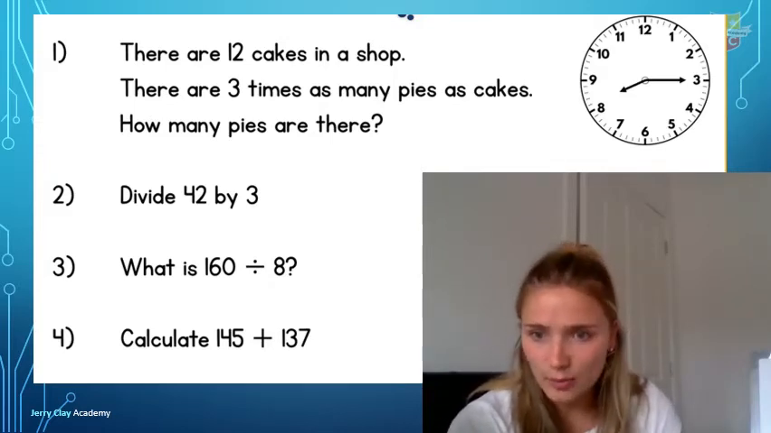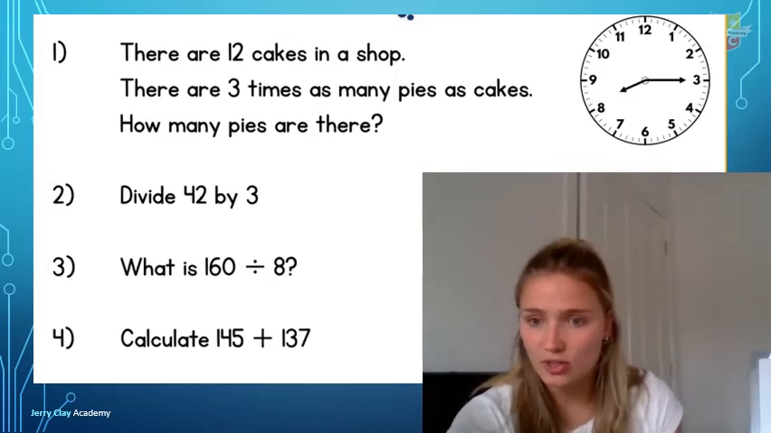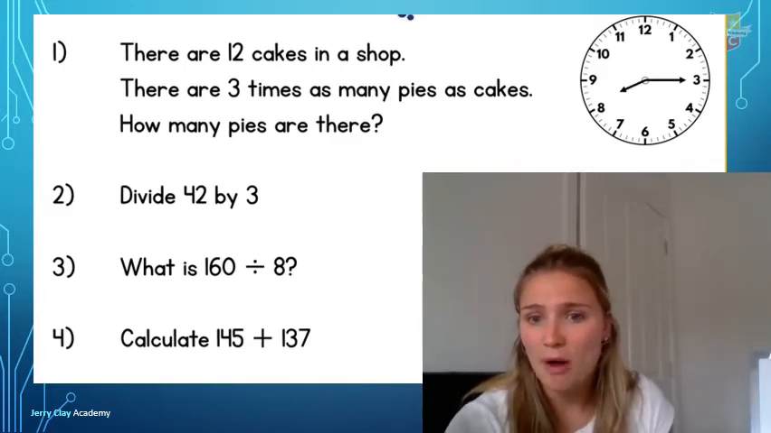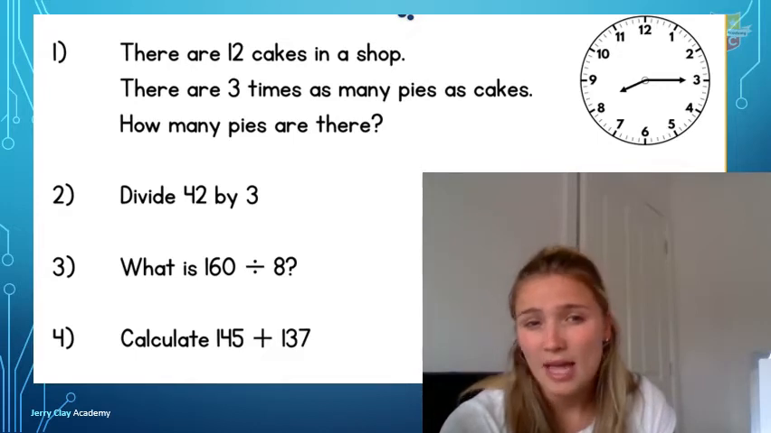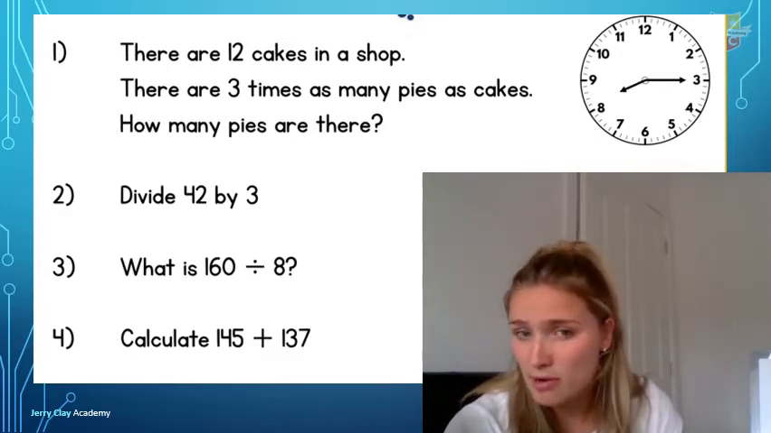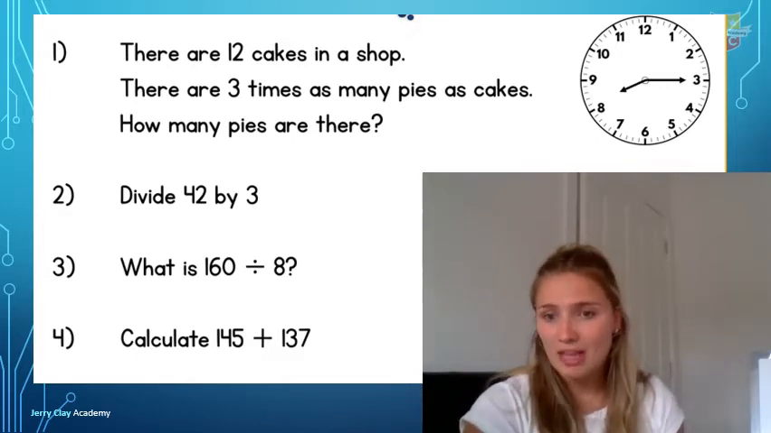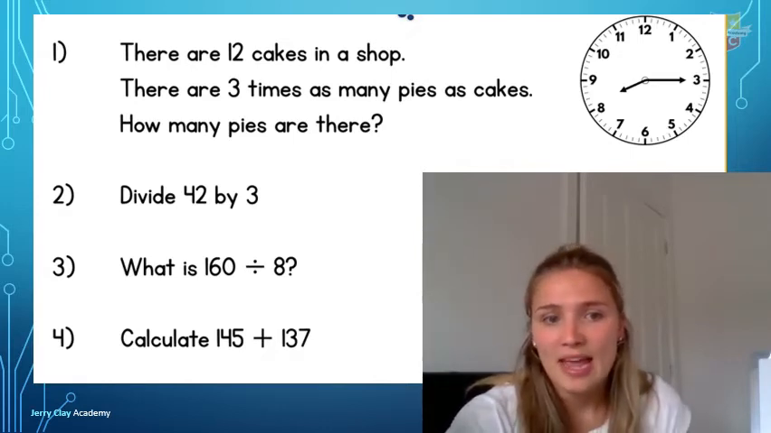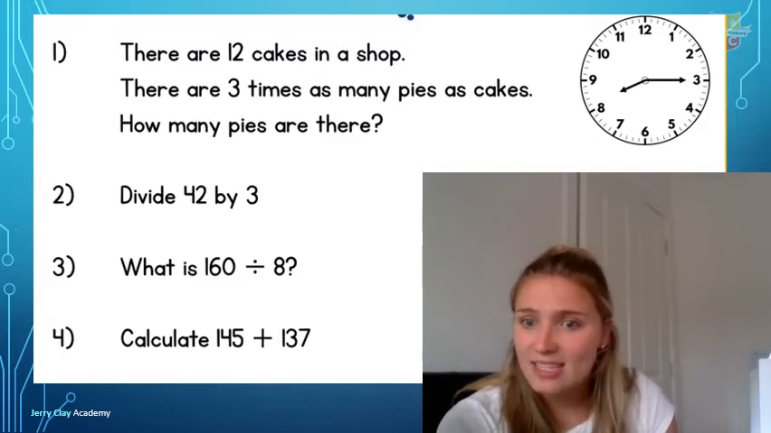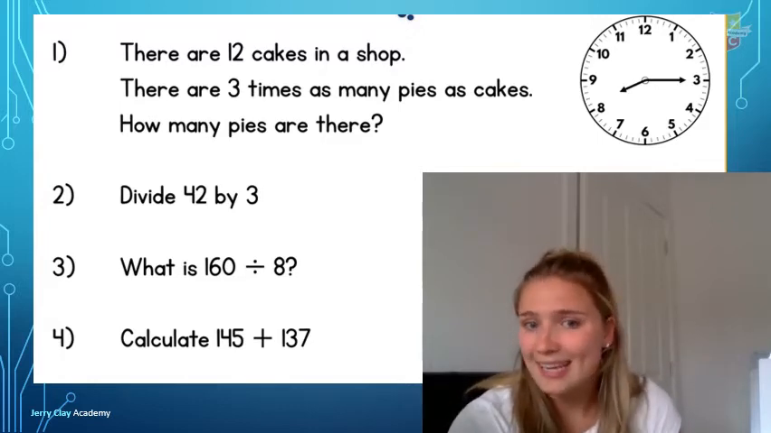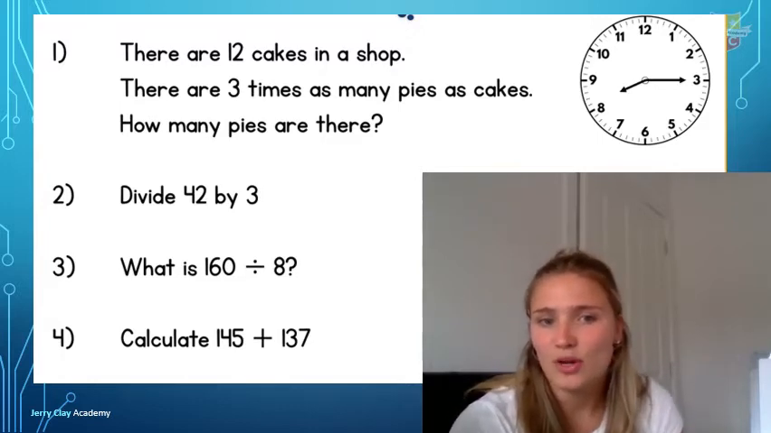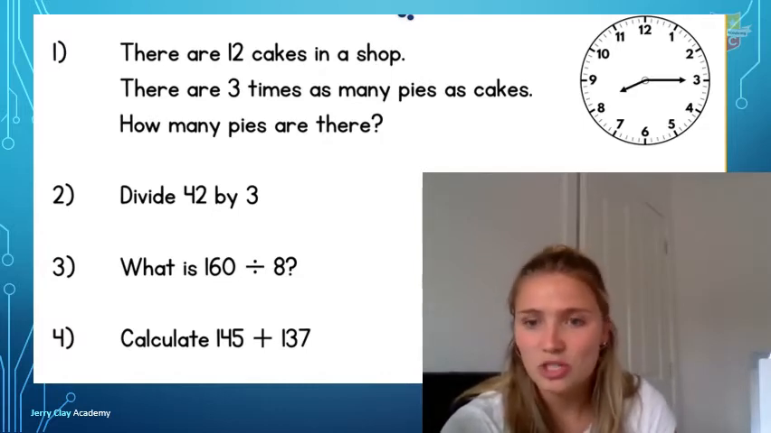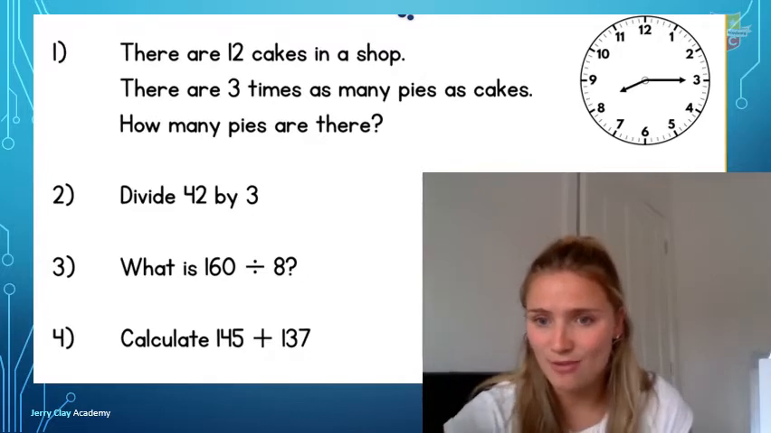So think about what your keywords are. Think about what time you're going to use to work it out. Then you're dividing 42 by 3, so again thinking about what you're going to use. If there's a remainder, there might be a remainder, there might not be, but think about how we divided yesterday using bigger numbers. Then what is 160 divided by 8? Think about something you could do there to make it easier. And then for number 4, you're calculating 145 and 137. So once you've had a go at doing those, press play and we'll see if you've got them all correct.